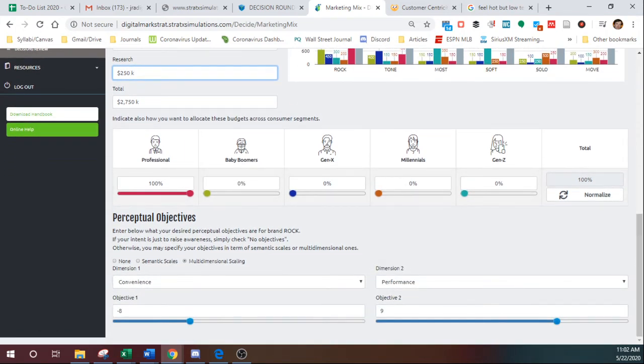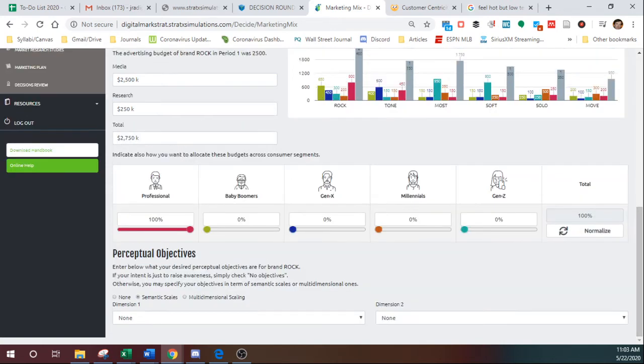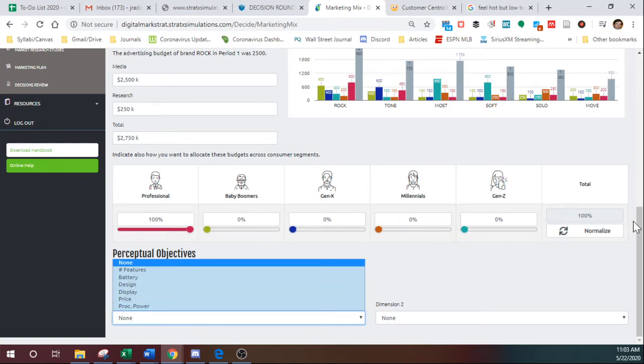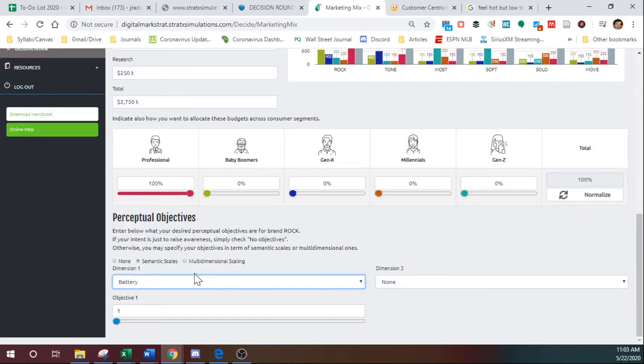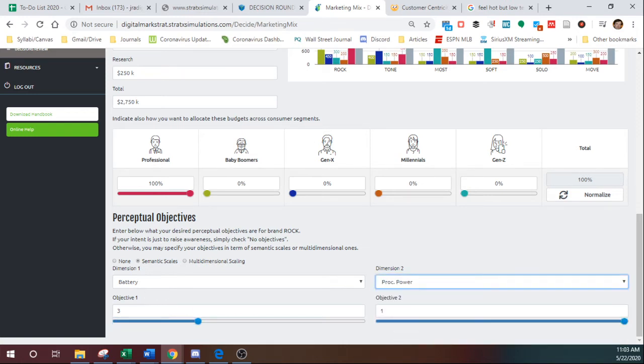Perception objectives. Okay, so these are linked back to your advertising research money. So basically, if you want your advertisements to focus on some particular level of some particular variable, then this is where you would do it. So, okay, we know, for example, that our target segment, in this case the professionals, their ideal battery life from the semantic scale reports is a 3. So let's create an advertisement or a promotional campaign that really promotes the fact that our battery life is a semantic value of 3. We also know they like processing power of 5, so we'll set that to 5.